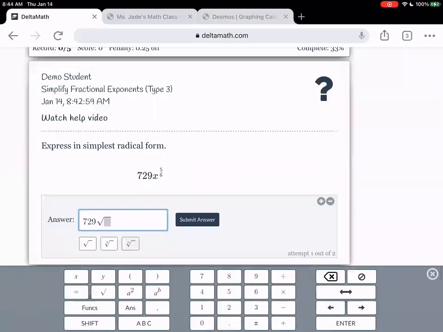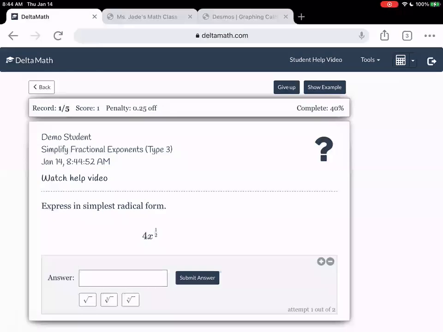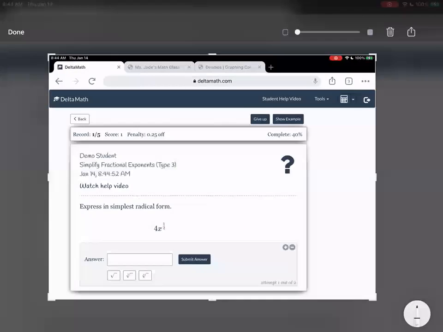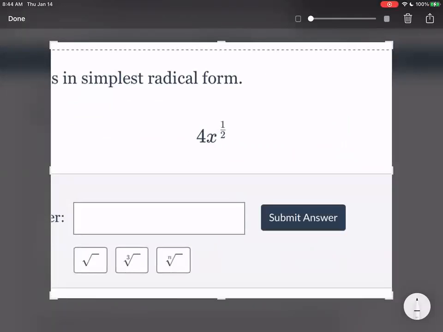Okay, 729 and the 6th root of x to the power of 5. Another. Oh my gosh. I almost didn't screenshot that properly, and I was just going to show you my home screen. Okay, 4x to the power 1/2.